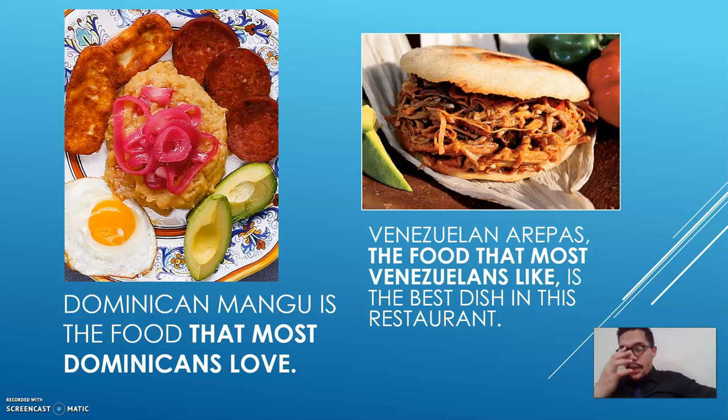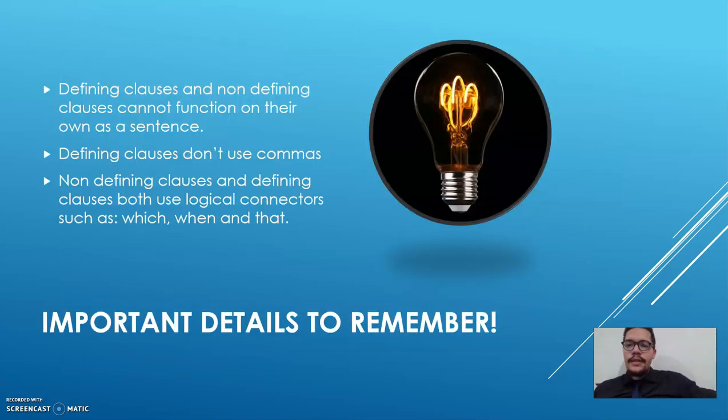So in the case of Venezuelan arepas is the best dish in this restaurant, you don't need the information, the food that most Venezuelans like. So this is the point between defining and non-defining relative clauses. That one is necessary and the other one is not necessary. And for the most part, you are going to use the keyword that. That is a keyword when you are using defining relative clauses and non-defining relative clauses.